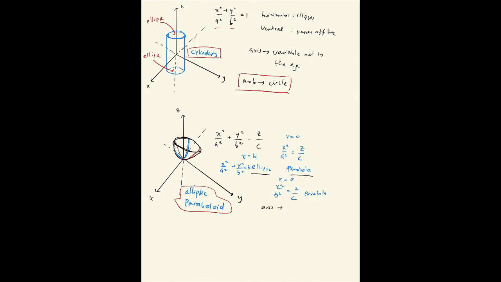So the axis will be the variable without the square. In this case, it's z, right? If it is x, then you can also change the axis. And another part: if C is positive, it will open up like this, or if negative, it will face the negative side. You can flip it if it is negative. So the axis will be the variable without the square.